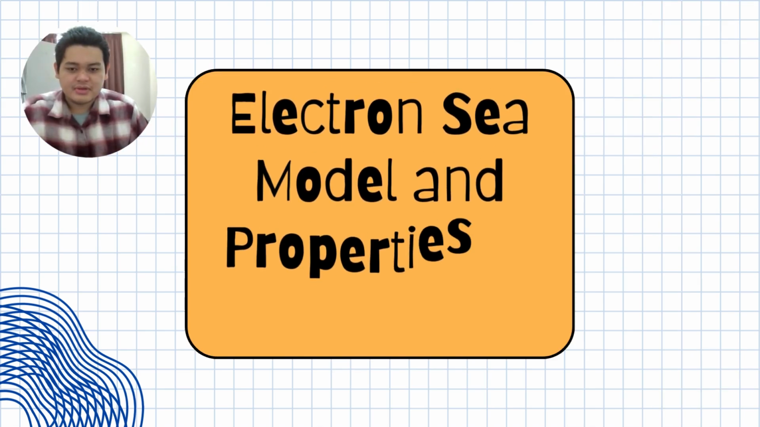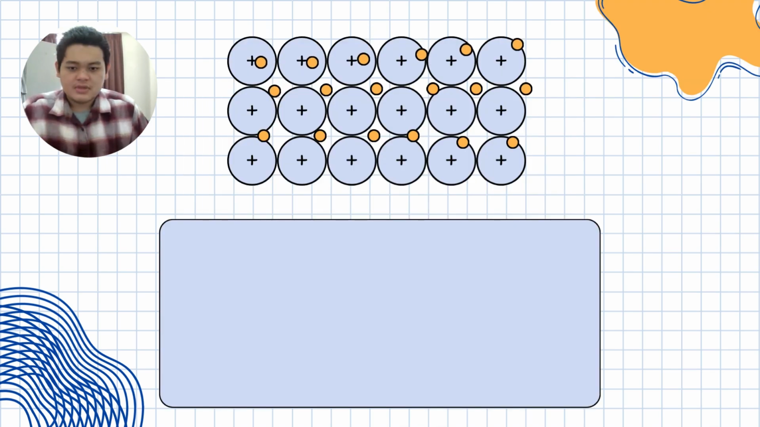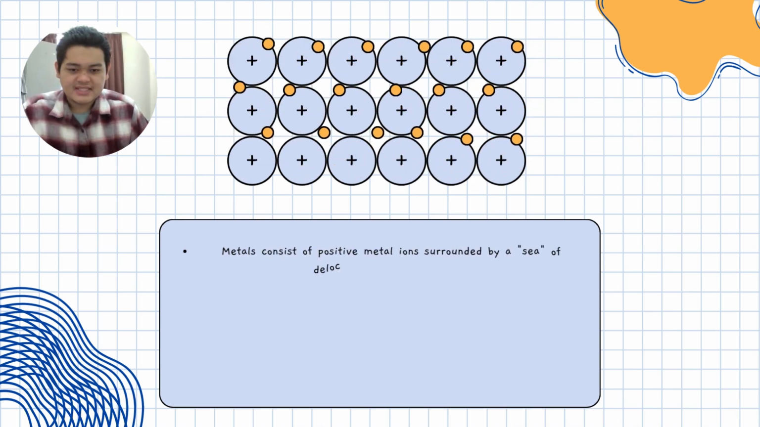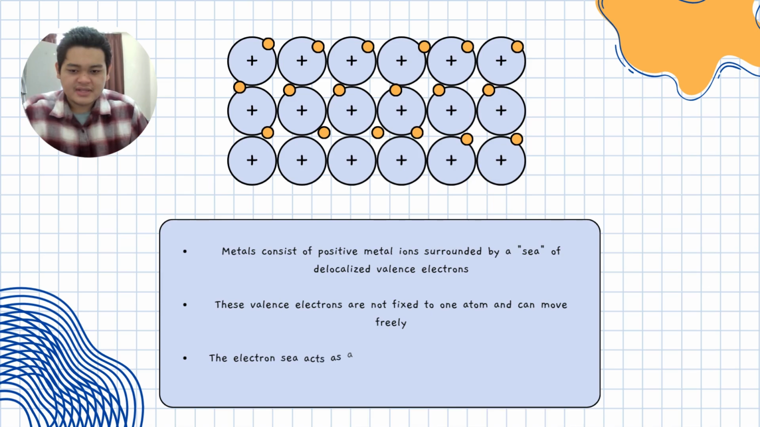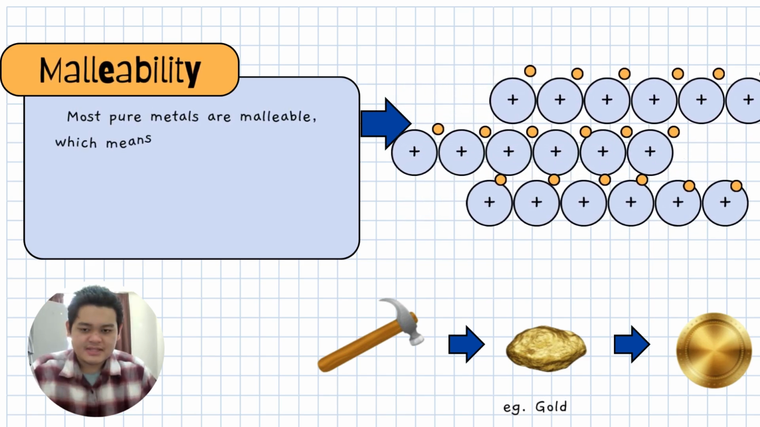Assalamualaikum warahmatullahi wabarakatuh. So, first things first, we're going to talk about the electron sea model and properties of metal. Metals consist of positive metal ions surrounded by a sea of delocalized valence electrons. These valence electrons are not fixed to one atom and can move freely. The electron sea acts as a glue, holding the metal ions together through electrostatic attraction. The sea of electrons can explain properties of the metals.